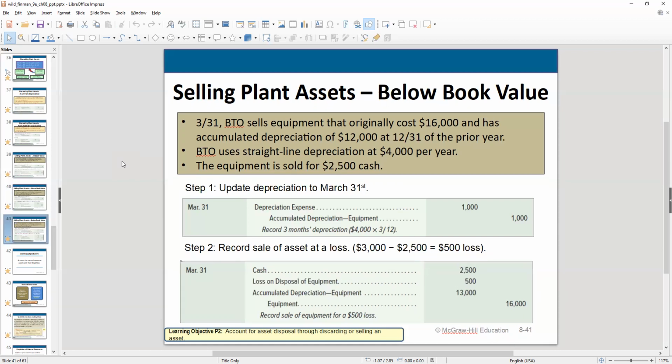Then finally, when we have a loss, which is below book value, in this case, we only got $2,500 for something we were carrying on the books at $3,000. I'm not going to go over again the first entry. It's the same as the other two. So if we take the $3,000 minus $2,500 cash we got, $500 loss. We have 3 debits here: $2,500 cash, $500 loss on disposal of equipment, $13,000 debit in accumulated depreciation, and then finally a credit to equipment of $16,000.